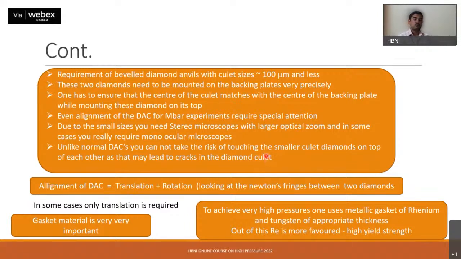And because this is a purely experimental science, unless you do all these things with your hand, you will not realize, I think, what I am saying. So alignment of DAC in principle is very easy. You have to do just translation and rotation of the diamond to make these culets on top of each other, looking at the Newton's fringes between two diamonds.